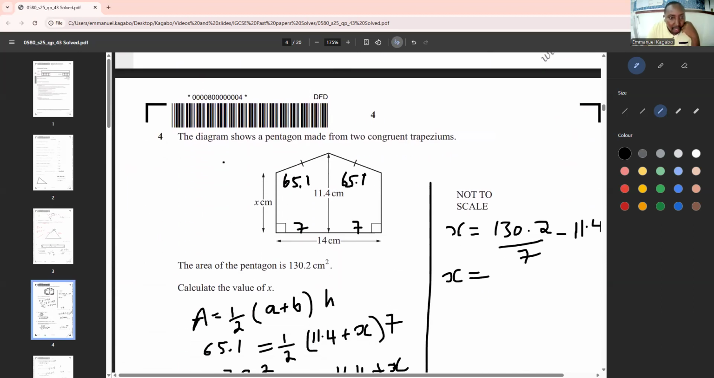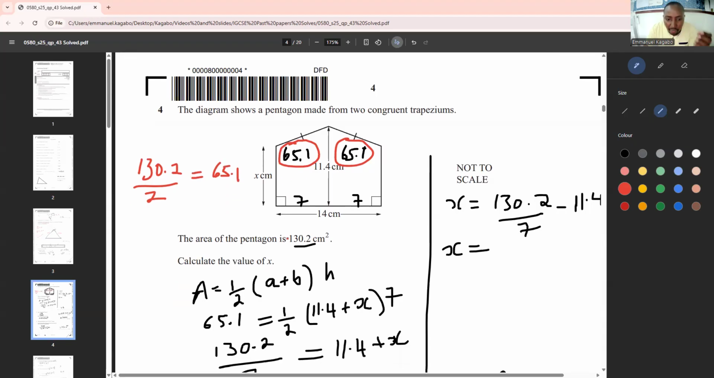Okay. Now, the diagram shows a pentagon made from two congruent trapeziums. They say these are trapeziums, and the total area of the pentagon is this. That means if you add all of this, this is the area. Basically it means the area of each trapezium is this. How did I get this one? The total area, and there are two trapeziums, so you get 130.2 divided by 2. That one will give you 65.1. Okay, do you understand? That's why I got that.